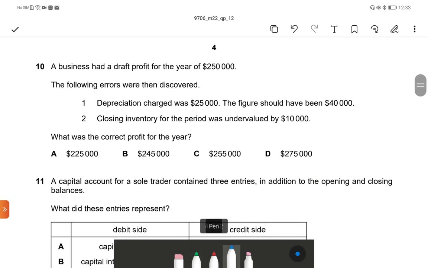Question number 10. A business had a draft profit of 250,000. The following errors were discovered. Depreciation 25,000. The figure should have been 40,000. But by mistake they entered only 25,000. Closing inventory for the period was undervalued by 10,000. What was the correct profit for the year?